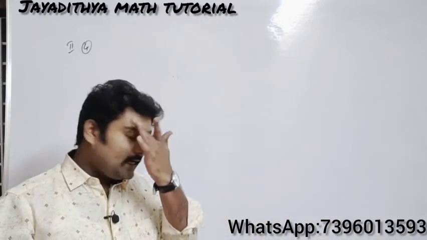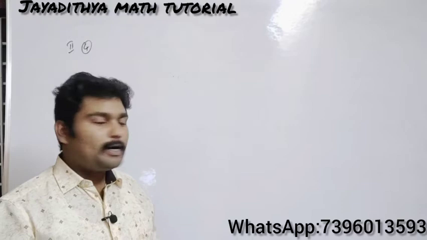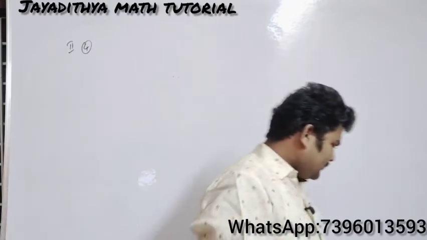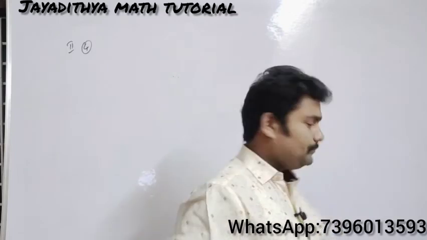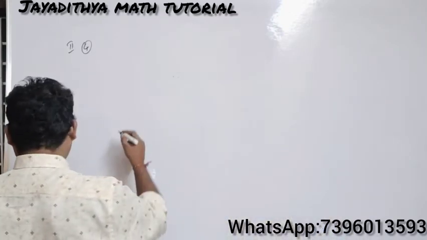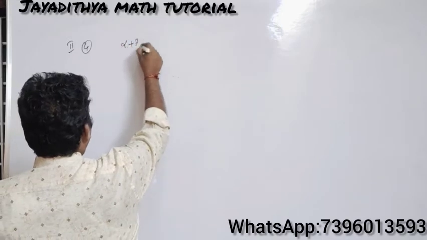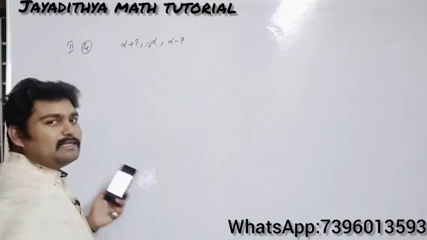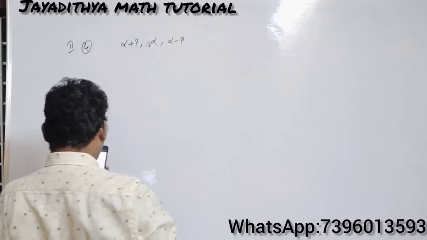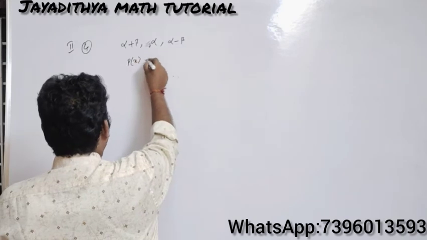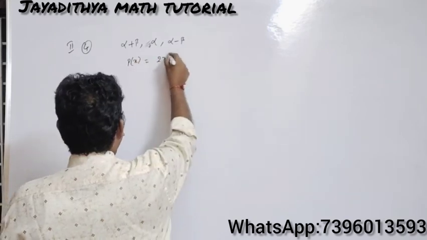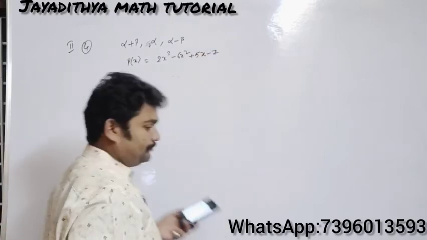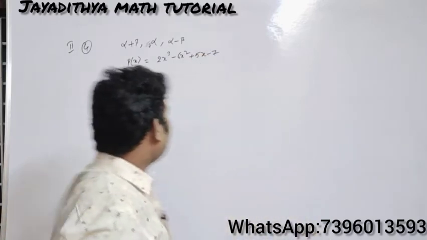Right? See here, now we are entering the second section, that is the 2 mark section. Let us go with the fourth problem, that is the first problem of the second section. Here he has given the zeros as alpha plus beta, alpha, alpha minus beta. So these are the 3 zeros of a cubic polynomial, and the polynomial is 2x cube minus 6x square plus 5x minus 7. Clear? So you need to find the values of alpha and beta.